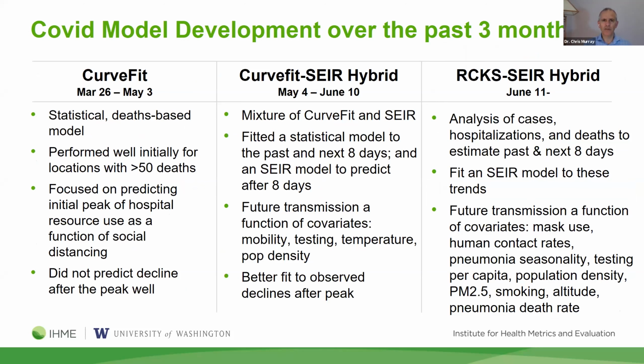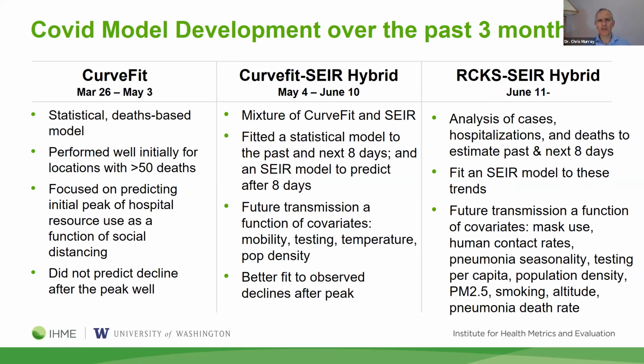The first model, CurveFit, was a strictly statistical model where we fit a non-linear curve to the shape of the epidemic. And the first results were powerfully driven by the experience in Wuhan, and then a week later or so by what was happening in Italy and Spain. And that did a rather good job of predicting the peak, but did a bad job of predicting the decline after the peak. So then right after, about mid-April, we started working on our next generation model.